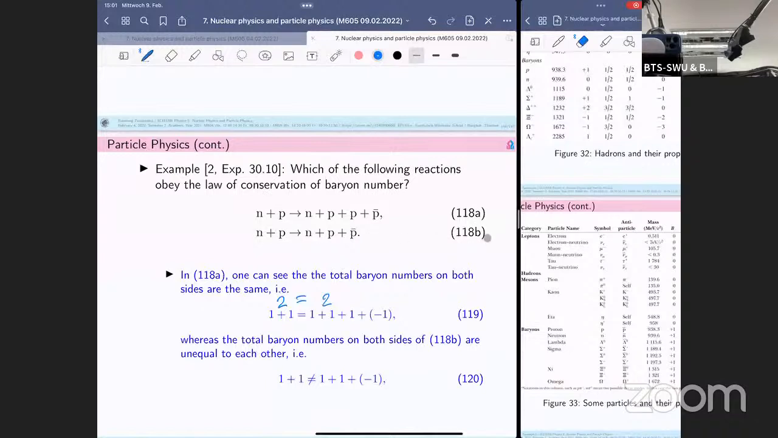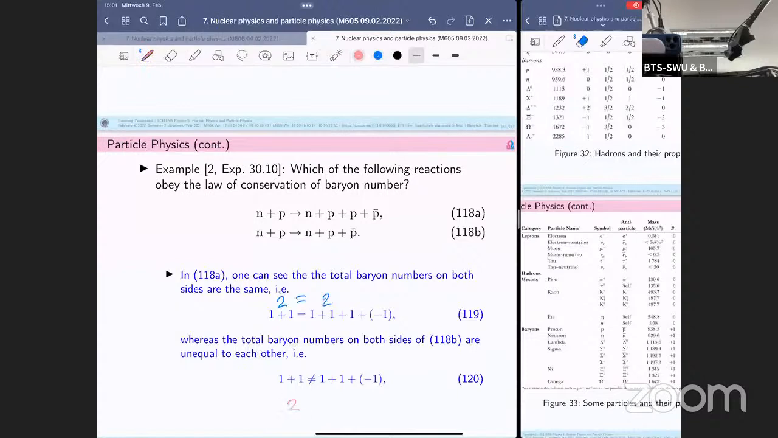Let's consider another process. You start from neutron plus proton, you get neutron plus proton and plus anti-proton. Let's see whether the baryon number is conserved before the reaction and after the reaction or not. Before the reaction, we have 1 neutron. We write down its baryon number as 1. Before the reaction, we have a proton. We write down its baryon number as 1. So 1 + 1 will be equal to 2, right?